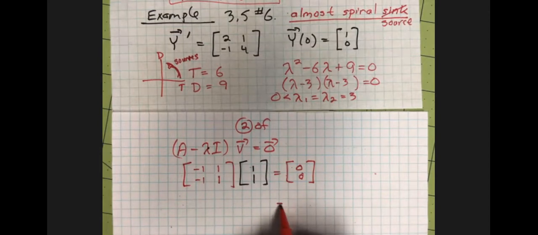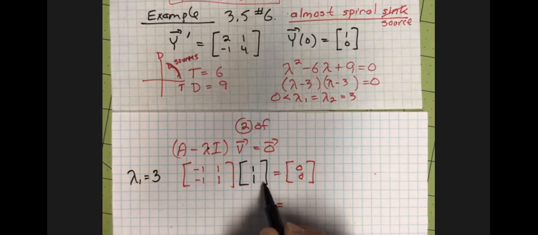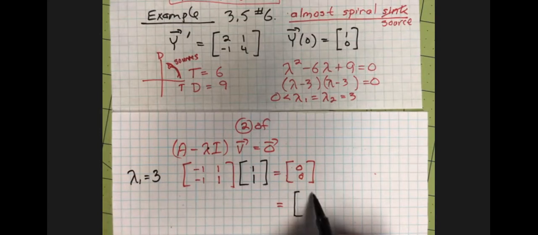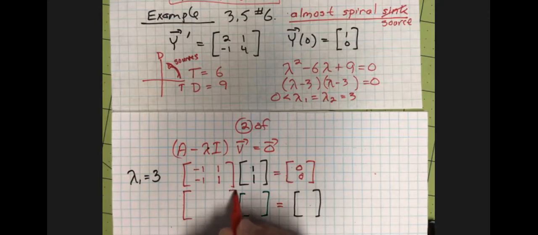What's the next step? I only have one eigenvalue, so I can only have one independent eigenvector, but I can go for the next best thing. The next best thing would be the almost eigenvector, in linear algebra language, the generalized eigenvector.